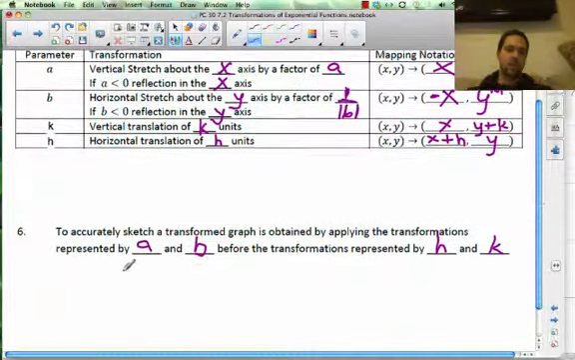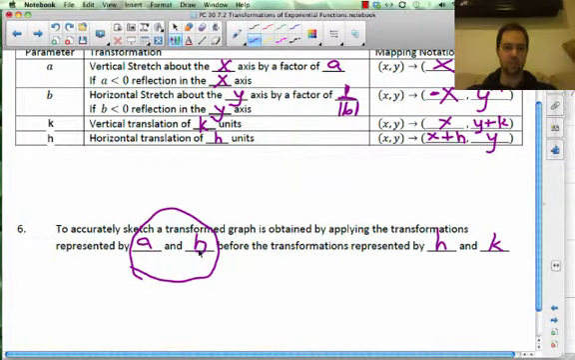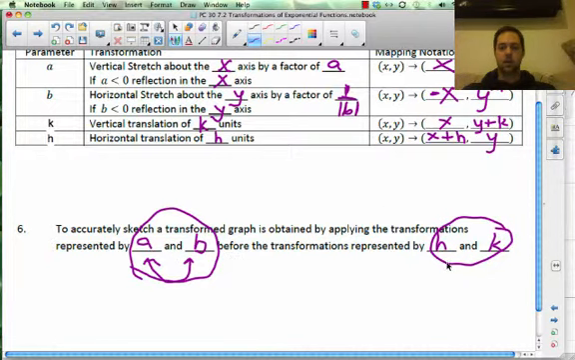And then it's important to note that when we are applying these transformations, we should always apply a and b first, the multiplicative factors, so those are the stretches, and then apply the shifts last. It doesn't matter which order a and b come in. It can go a, b, or b, then a. And it doesn't matter which order h and k come in. It could go h, k, or k, then h, as long as these ones come first and these ones come second. And I didn't realize that looked kind of like a smiley face.